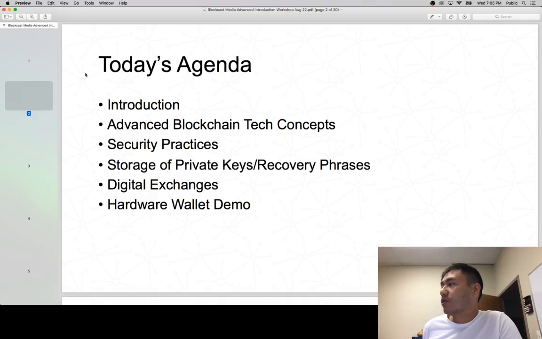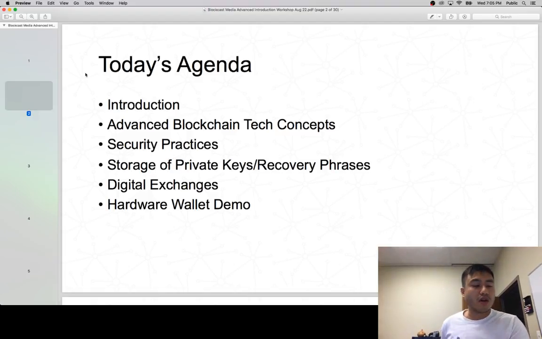So we're going to go into a bit more of the advanced blockchain tech concepts, which is why I recommend going through the basics. We're going to go through some security practices. I'm going to give you a little more information about how to better store your private keys and your private phrases, and we're also going to dive into cryptocurrency scams that are currently out there right now and how to mitigate those. We'll talk a bit about digital exchanges, and at the very end, I'm going to do a hardware wallet demo.